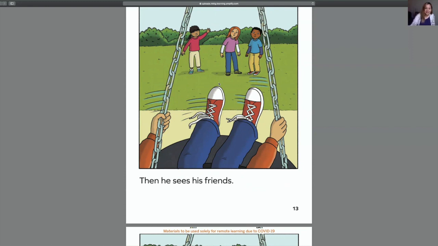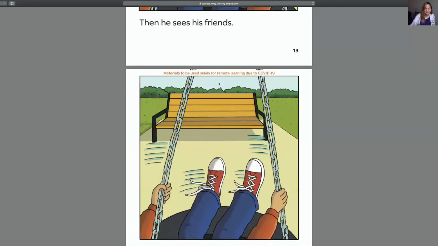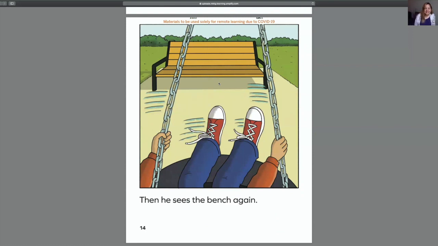Then he sees his friends. Then he sees the bench again.